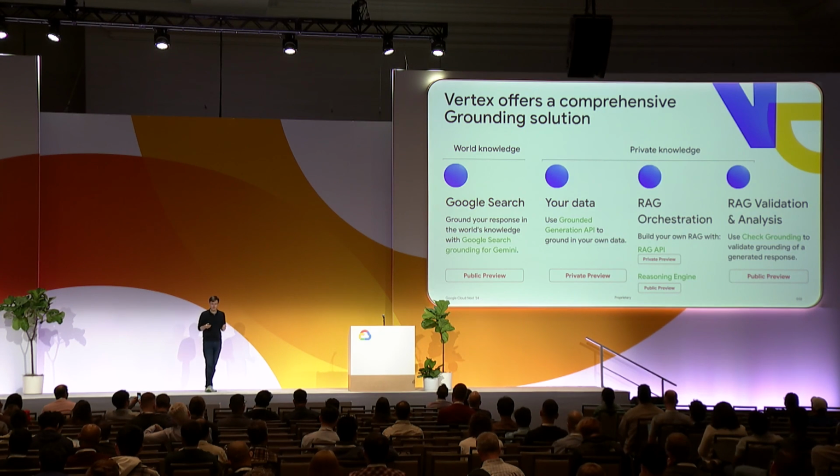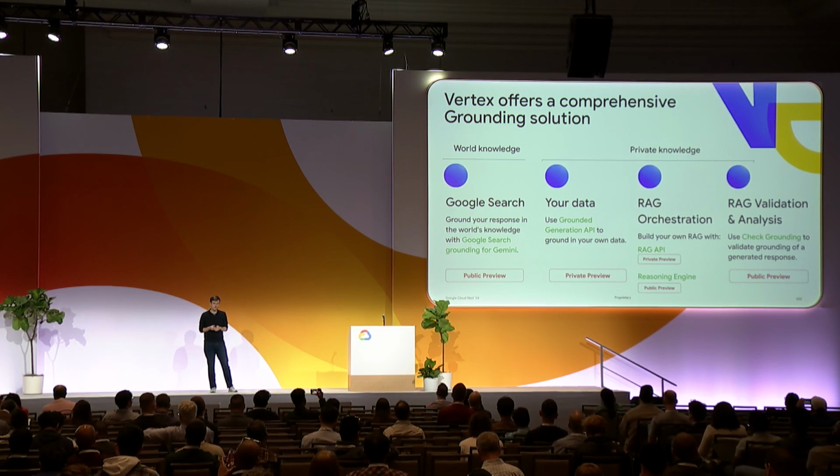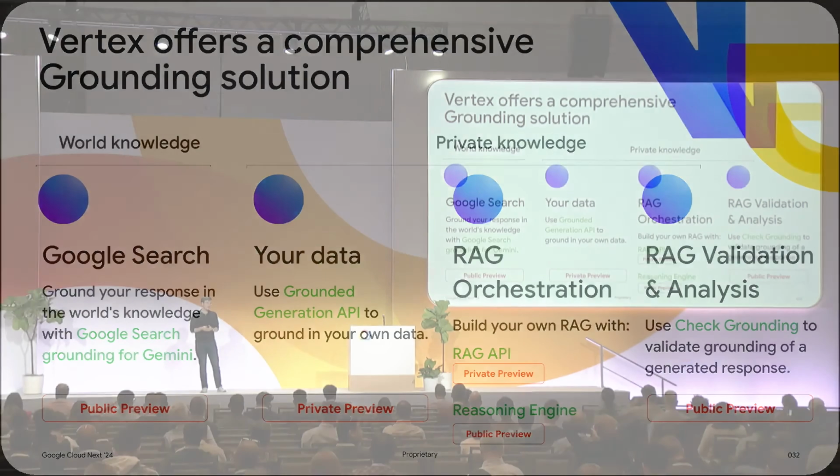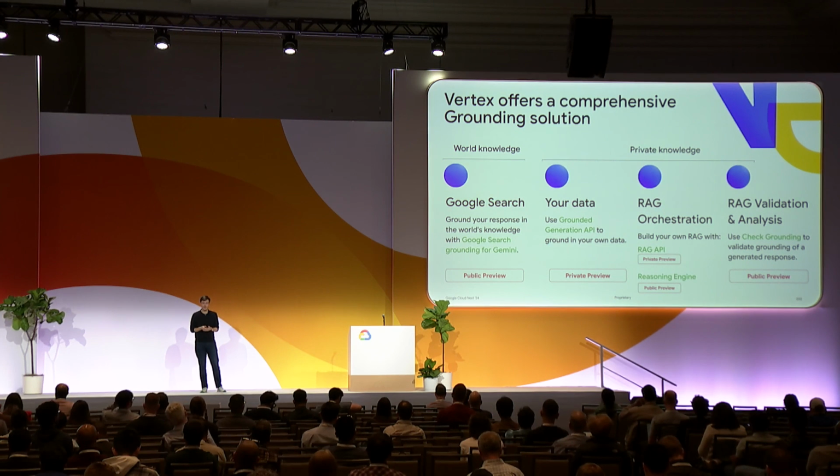Yeah, so to wrap it up for today, we talked about a wide variety of different grounding solutions that we're offering on Vertex. There's first grounding with Google Gemini based on Google Search, which is now available in public preview. And then specifically for grounding in private data, we have the grounded generation API, which is in private preview. We have RAG orchestration, two offerings there: the RAG API specifically for the RAG use case, and then reasoning engine to deploy your LangChain agents very easily on Vertex, now available in public preview.